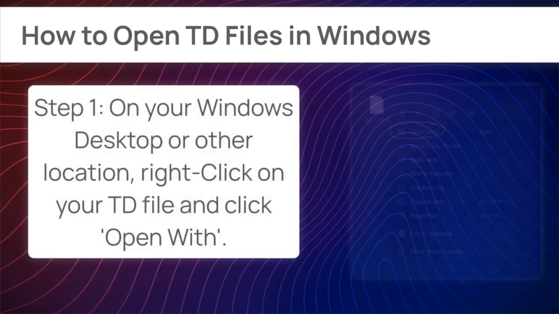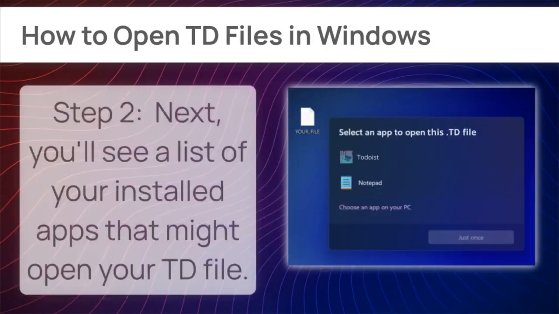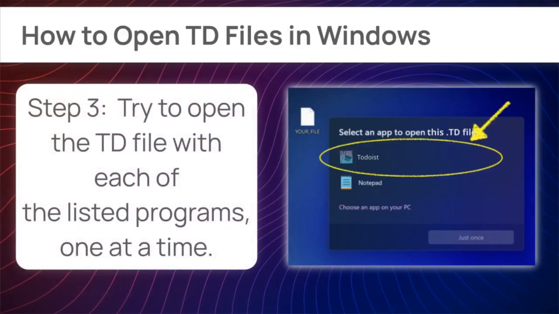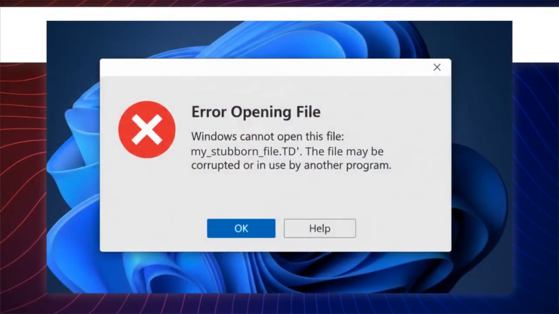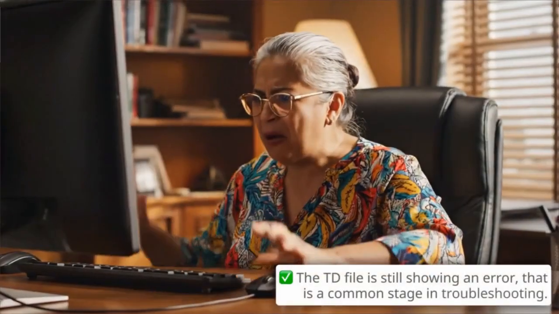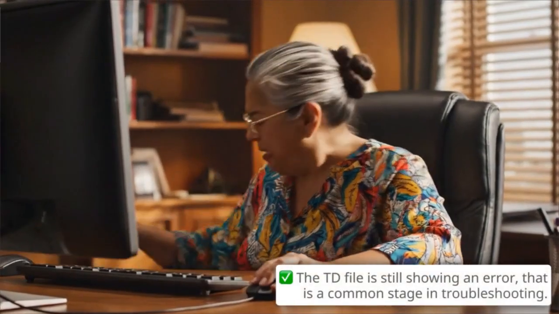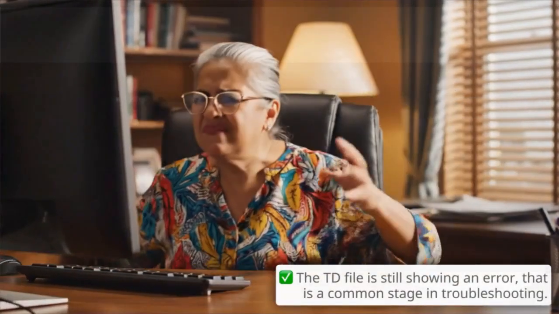To find the correct opener, right-click the TD file and choose Open With. Attempt to open it with Todoist first. If it's not present, select a different program and keep testing. If your TD file will not open, do not worry. You've exhausted the easy options. We must now test the specific common failure points to definitively isolate the source of the TD error.